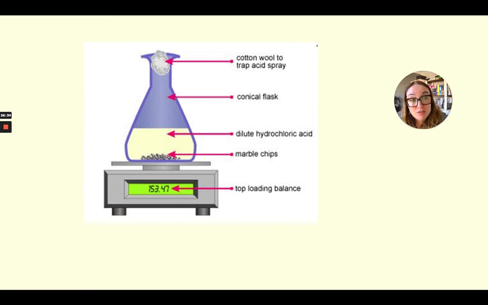And you could do that with different size marble chips and compare how quickly it took for the mass to decrease by half, for example. Or you could let them both react for 5 minutes and see what the end mass was in each case.